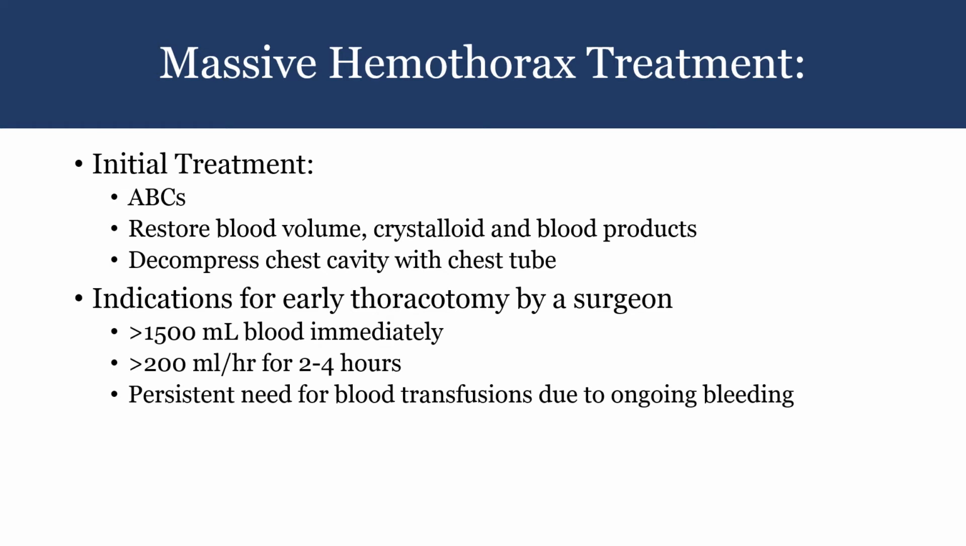Two is if you have more than 200 mils per hour for the next 2 to 4 hours, that shows you significant bleeding. So this is a patient who requires an early thoracotomy. And then three, we look at persistent need for blood transfusions due to ongoing bleeding. So you keep giving the patient blood, but it's all drained out. That's another indication for an early thoracotomy.